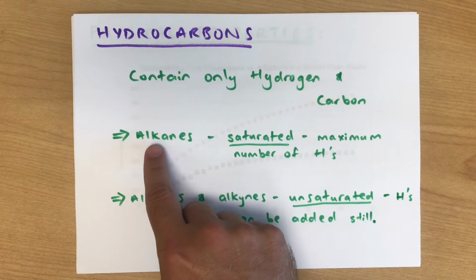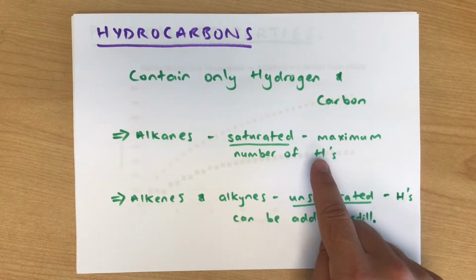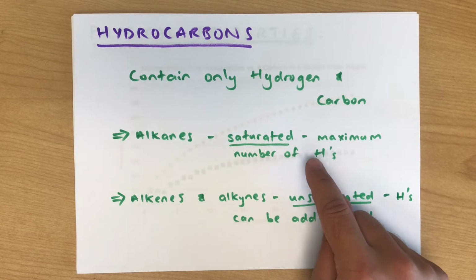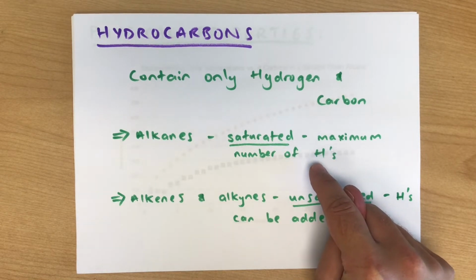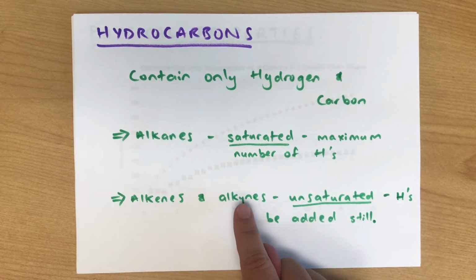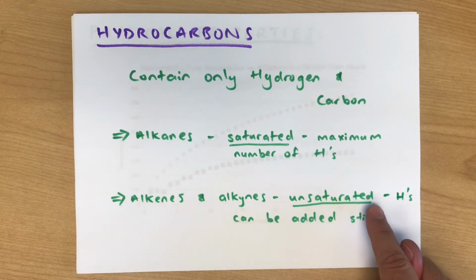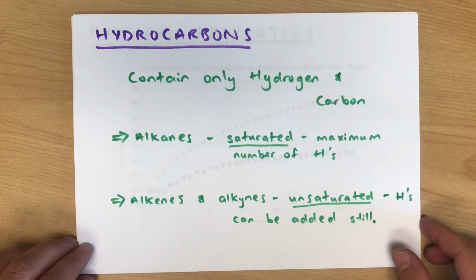We say that alkanes are saturated. That means they've got the maximum number of H's they could possibly get on that molecule. Every carbon has 4 bonds, and all the bonds that aren't going to other carbons are going to hydrogens. Alkenes and alkynes, we say, are unsaturated. Because they've got double bonds and triple bonds, there is still space to add more atoms to the molecule, and we could have more hydrogens on there. So we say that they are unsaturated.